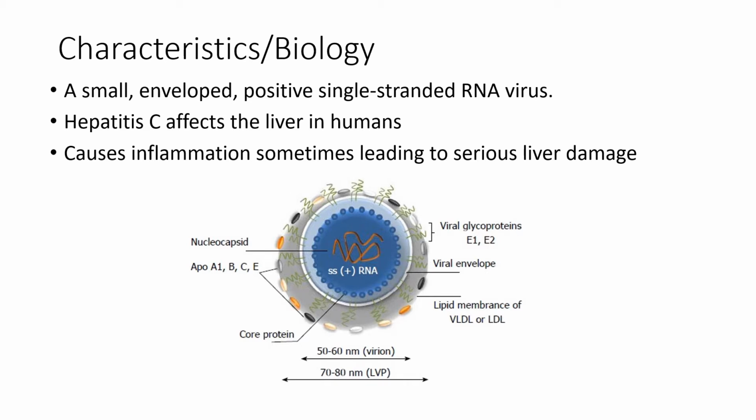And you can see here in this picture, it shows the nucleocapsid RNA center, the core of the virus, surrounded by the core protein. External to that is the viral envelope, and completely external to that is the lipid membrane of the virus. This particular virus does have viral glycoproteins on the surface, also known as the viral spikes.